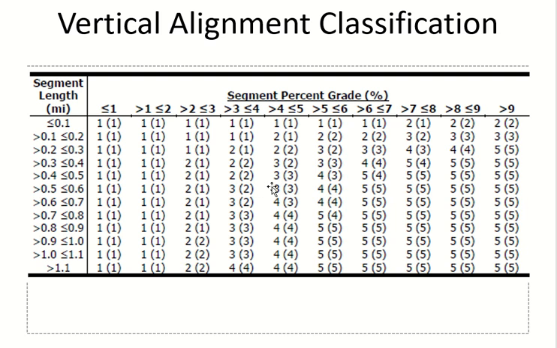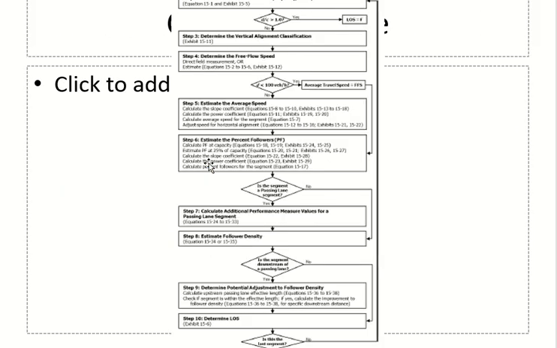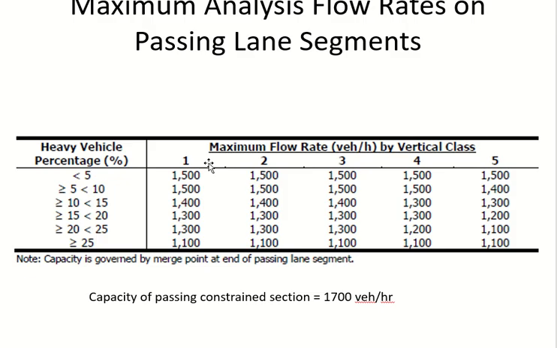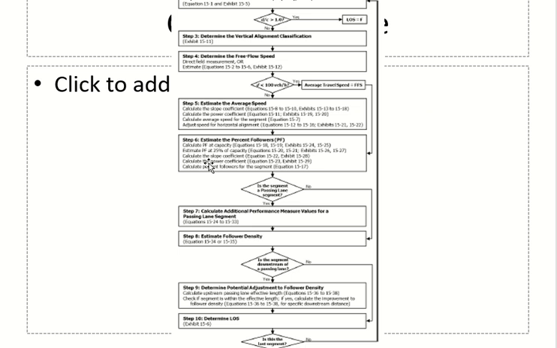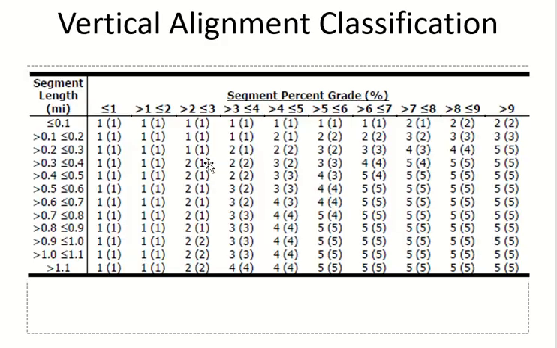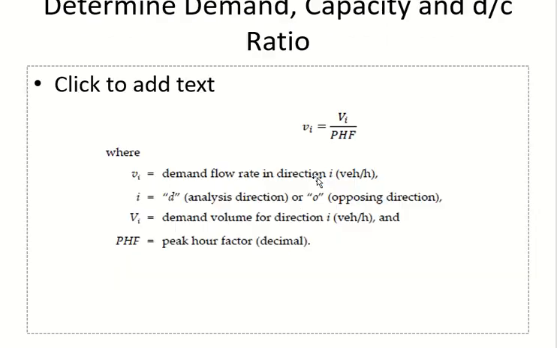There are two numbers here, outside the bracket and inside the bracket. Most of them are the same. Very few of them are different, for example this one. If they are different, then you have to look at your segment. The number inside the bracket is for the passing lane segment. So you will see what your segment is and take the number accordingly.